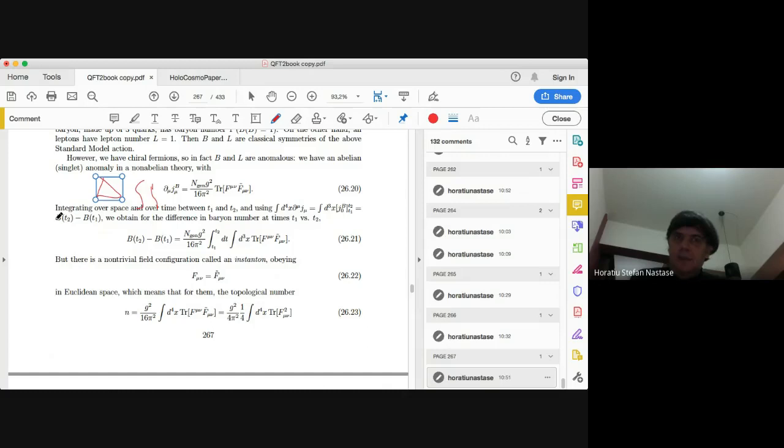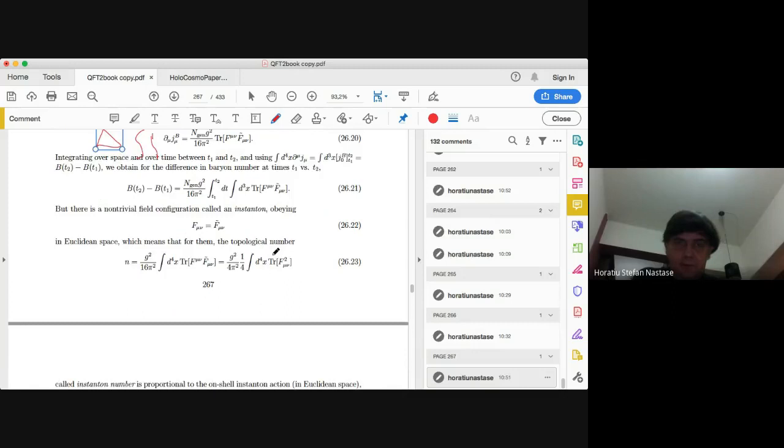So the baryon number or charge at time t2 minus time t1. So that means that B at time t2 minus B at time t1 is the integral over this time between t1 and t2 and over space of this object. So there's this constant, and then trace F mu nu, F tilde mu nu.